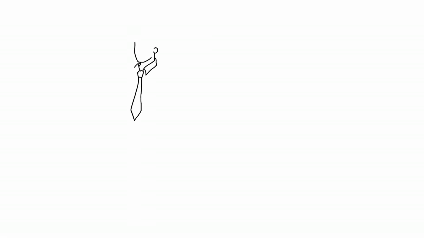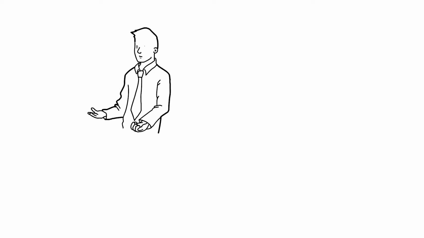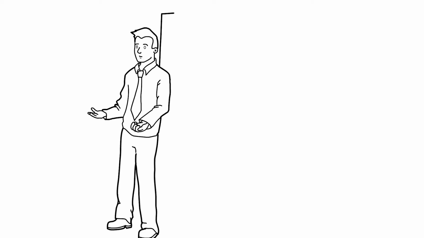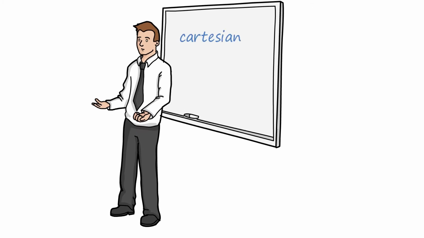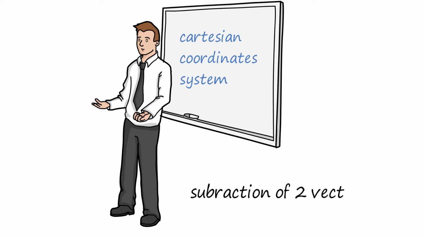Hey guys, this is the High School Scientist and this is a follow-up to my previous video in which I explained the concept of vectors and the way in which you can add two vectors. So in this video, I'll try to explain the concept of vectors in 3 dimensions, aka the Cartesian coordinate system. But before that, let's learn about subtraction of two vectors.